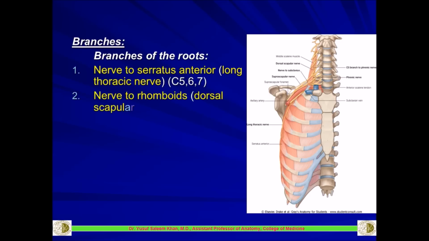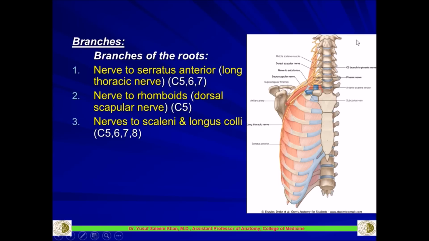Any other nerves coming? Yes, there are other nerves also coming. There is the nerve to the rhomboids, which is also called the dorsal scapular nerve. There is a small nerve here, if you can see, the dorsal scapular nerve, which is coming directly from C5. So it is coming only from C5. So this is called the nerve to rhomboids. There are muscles in the back which are called rhomboids major and minor, and these muscles are supplied by this nerve to rhomboids.